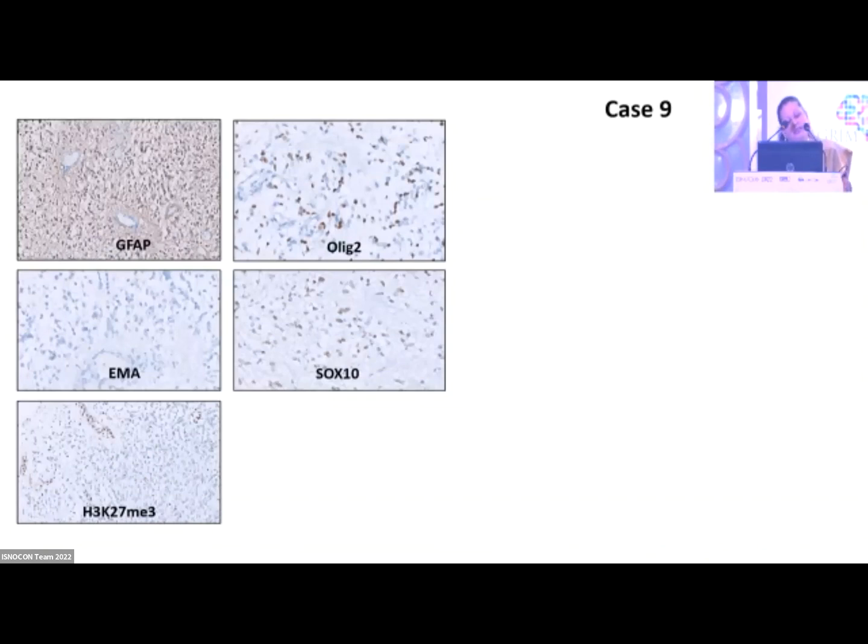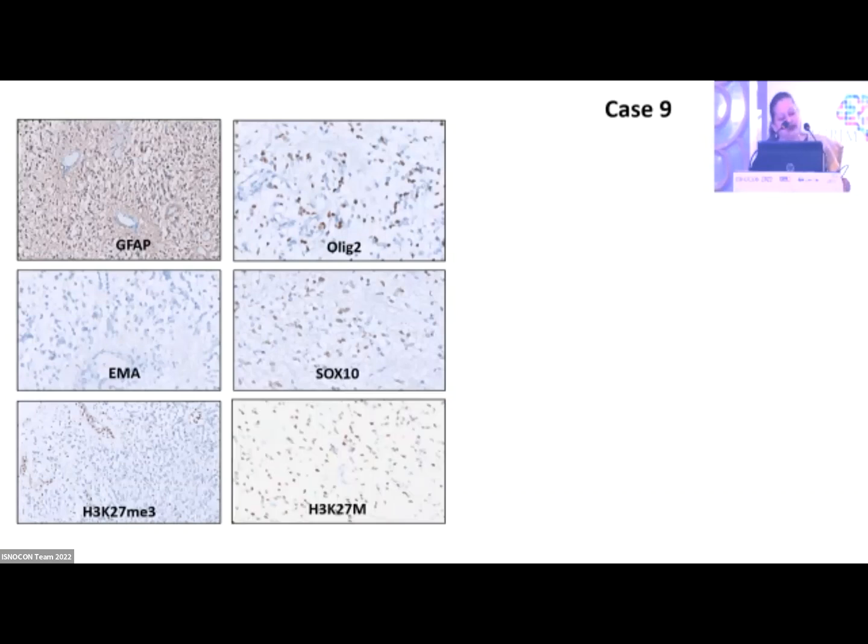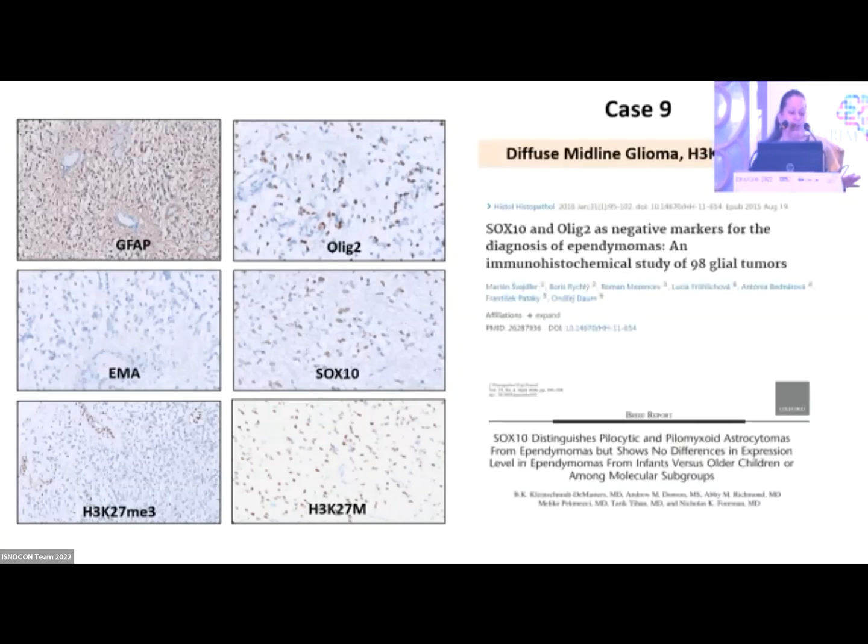However, in this next case, it was a surprise to us that though the GFAP showed a very nice perivascular accentuation, the OLIG2 was diffusely positive. And we confirmed this further with the SOX10, which was also positive, and there was EMA loss. So this gave us a clue to our next marker, that was H3K27M. And this was a diffuse midline glioma with very prominent ependyma-like morphology.